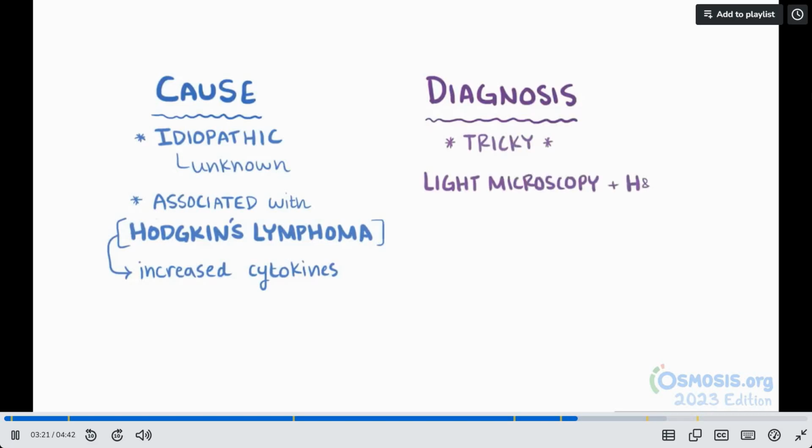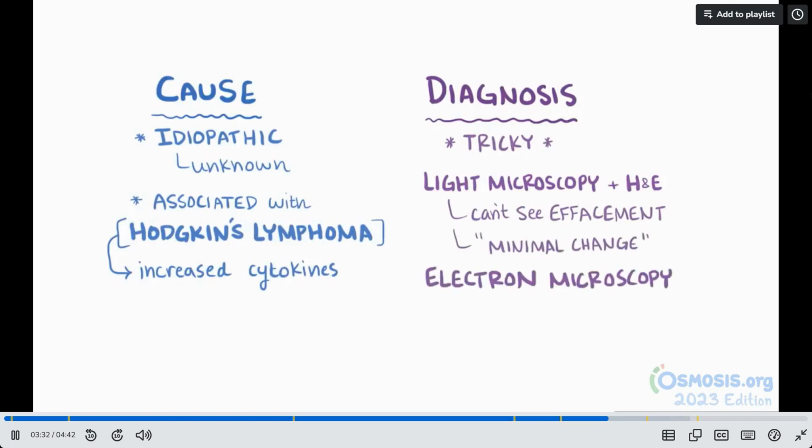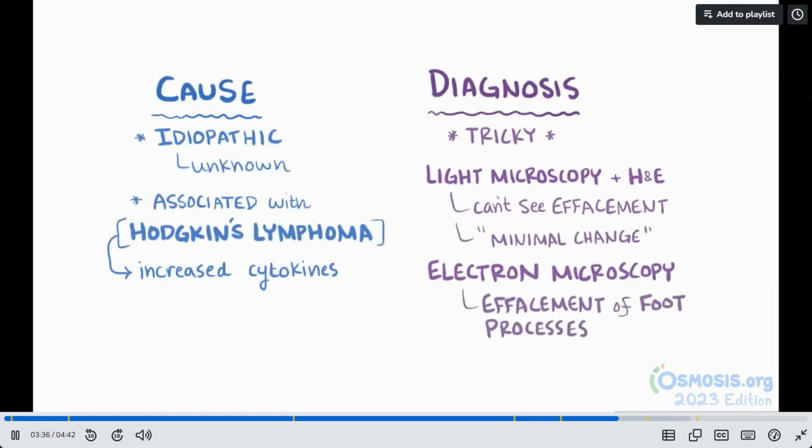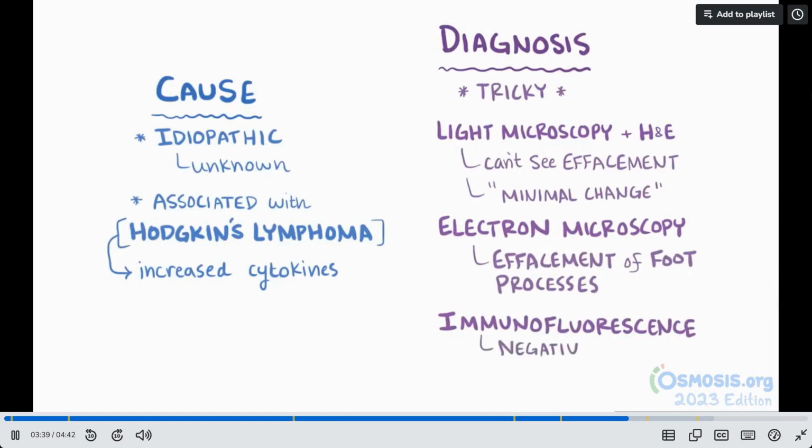With only light microscopy and H&E stain, you can't see the foot process effacement. And so it seems like there's no change to the glomerulus, hence the names minimal change and nil disease. With electron microscopy, though, you can see effacement of foot processes. Also, immunofluorescence with minimal change disease is usually negative, since the damage is due to cytokines, not immune complex deposition.